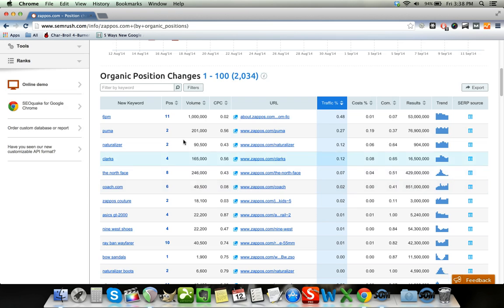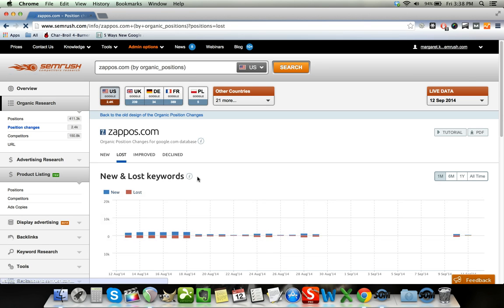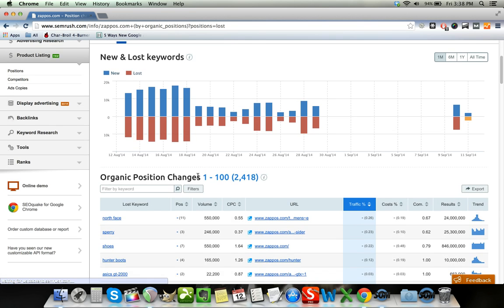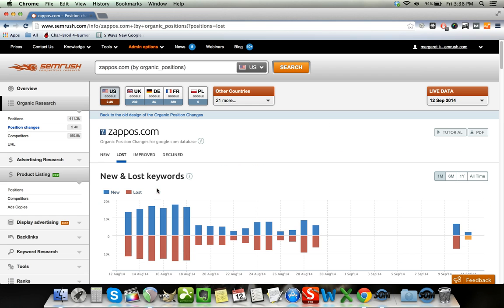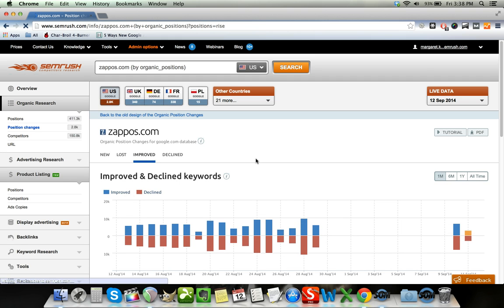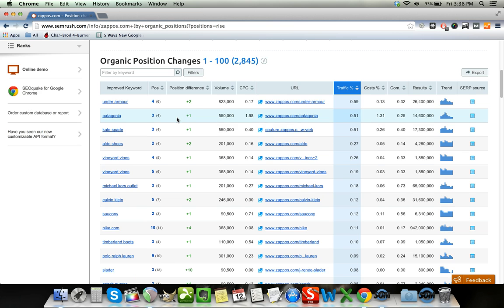Here we have new keywords, in the position at which they entered. We have lost keywords. Lost keywords show you keywords which they've fallen out of the top 20. Improved: here we have keywords that, again, were already in the top 20, but their ranking has started to go up. I can see they've gone from 6 to 4 for Under Armour, from 4 to 3 for Patagonia, and also from 4 to 3 for Kate Spade.